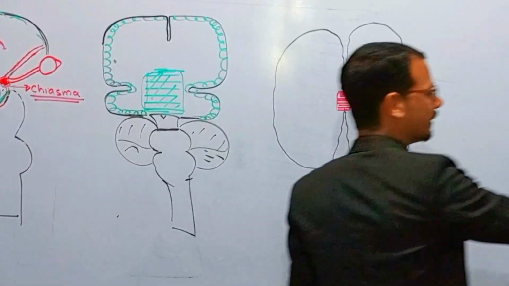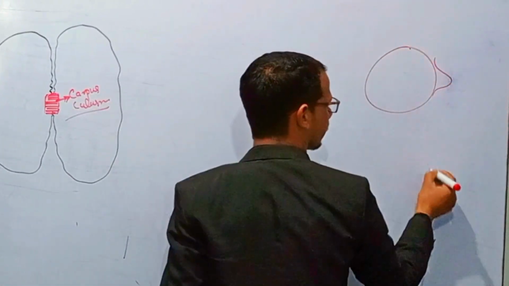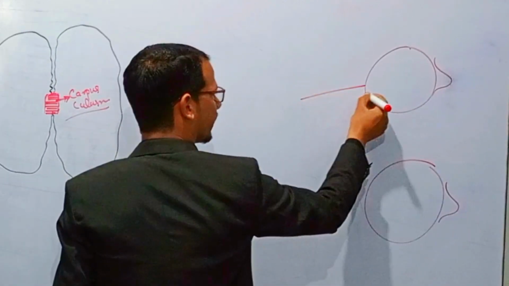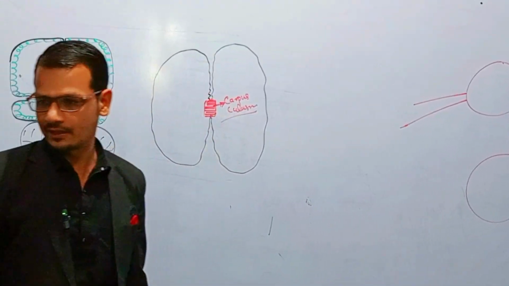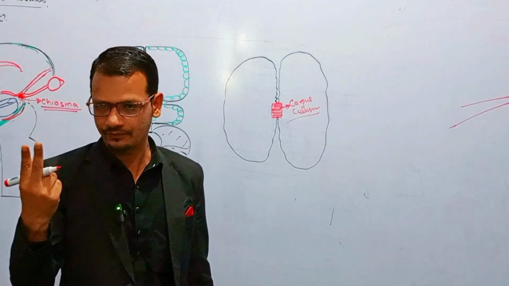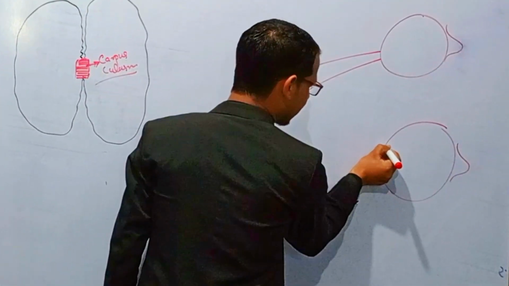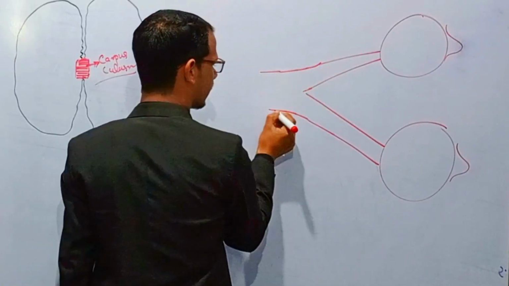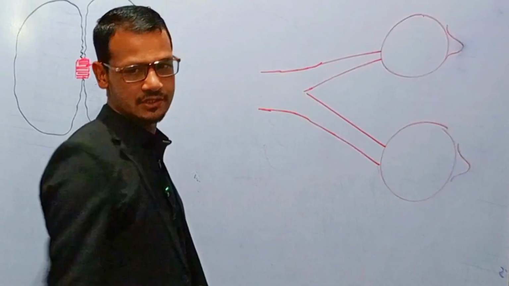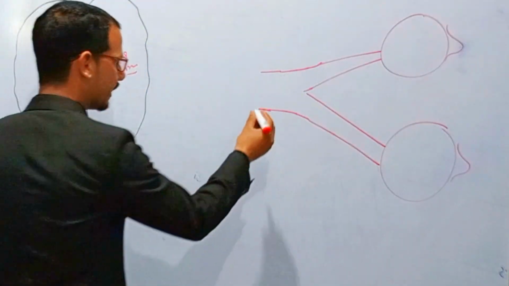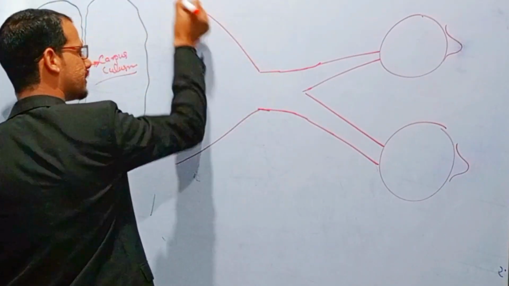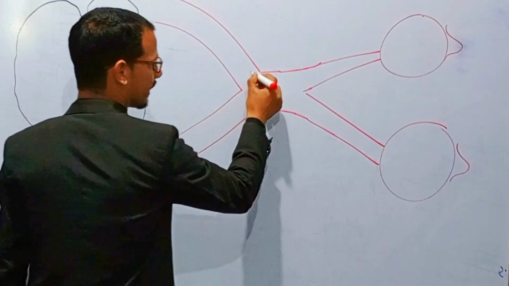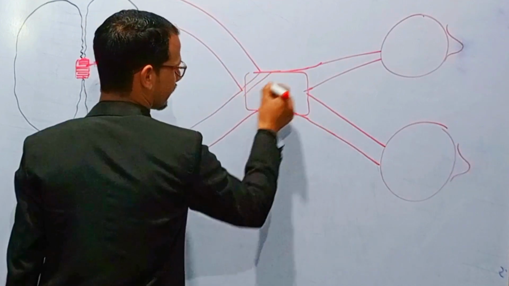For example, if I am taking these two eyes here, right? This is one optic nerve. Optic nerve is cranial nerve number 2, right? From here also the optic nerve is coming. Here they both are forming a combined structure, which is called chiasma, and from here it is dividing, right? This structure is called chiasma.